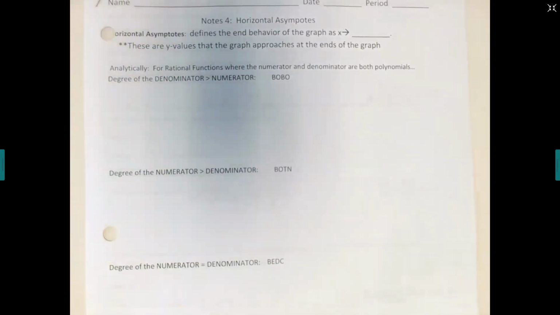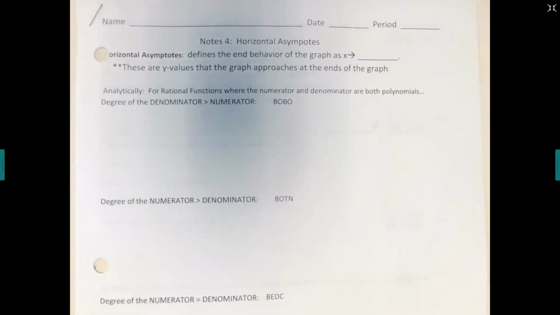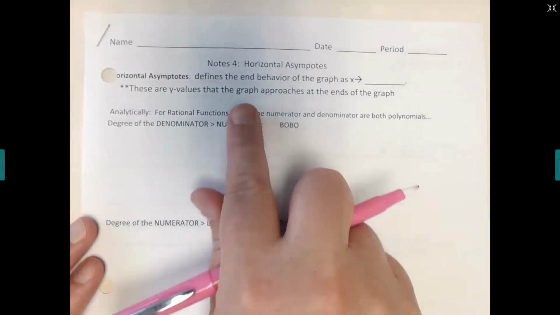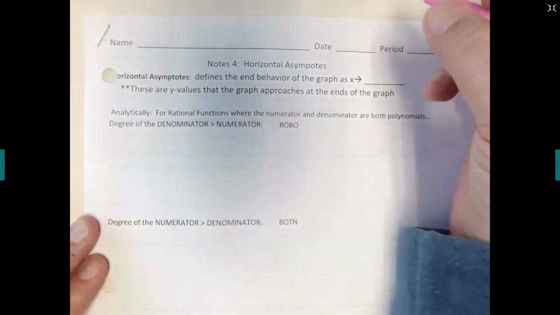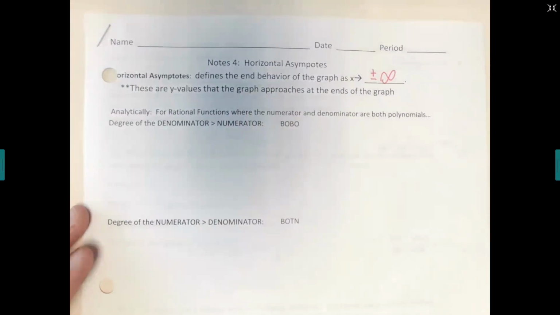Okay, I feel like if we don't start now, we're never gonna want to start. But I promise what we're doing today is so easy. So we're gonna learn how to find horizontal asymptotes today. This is what happens at the end of your graph as x is going either to infinity or to negative infinity.